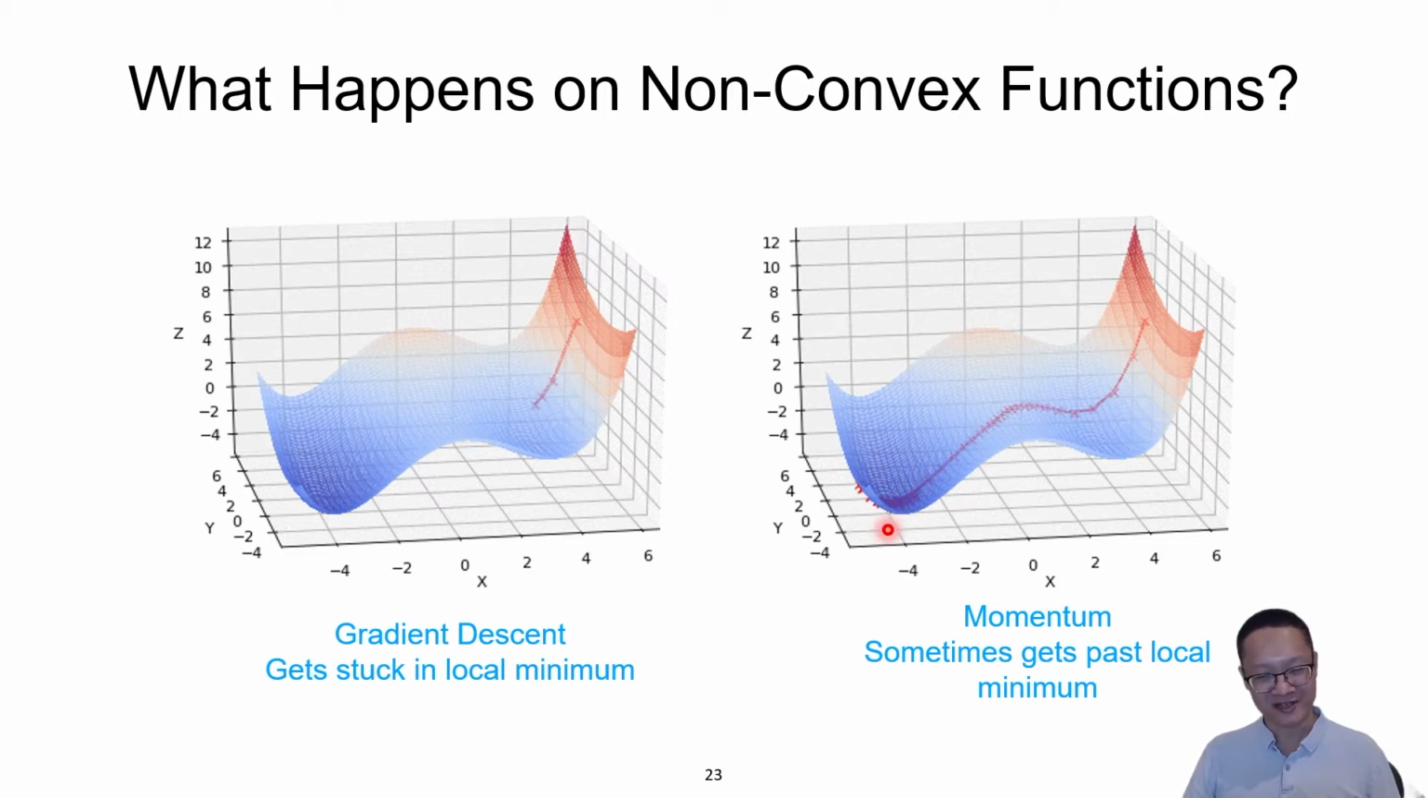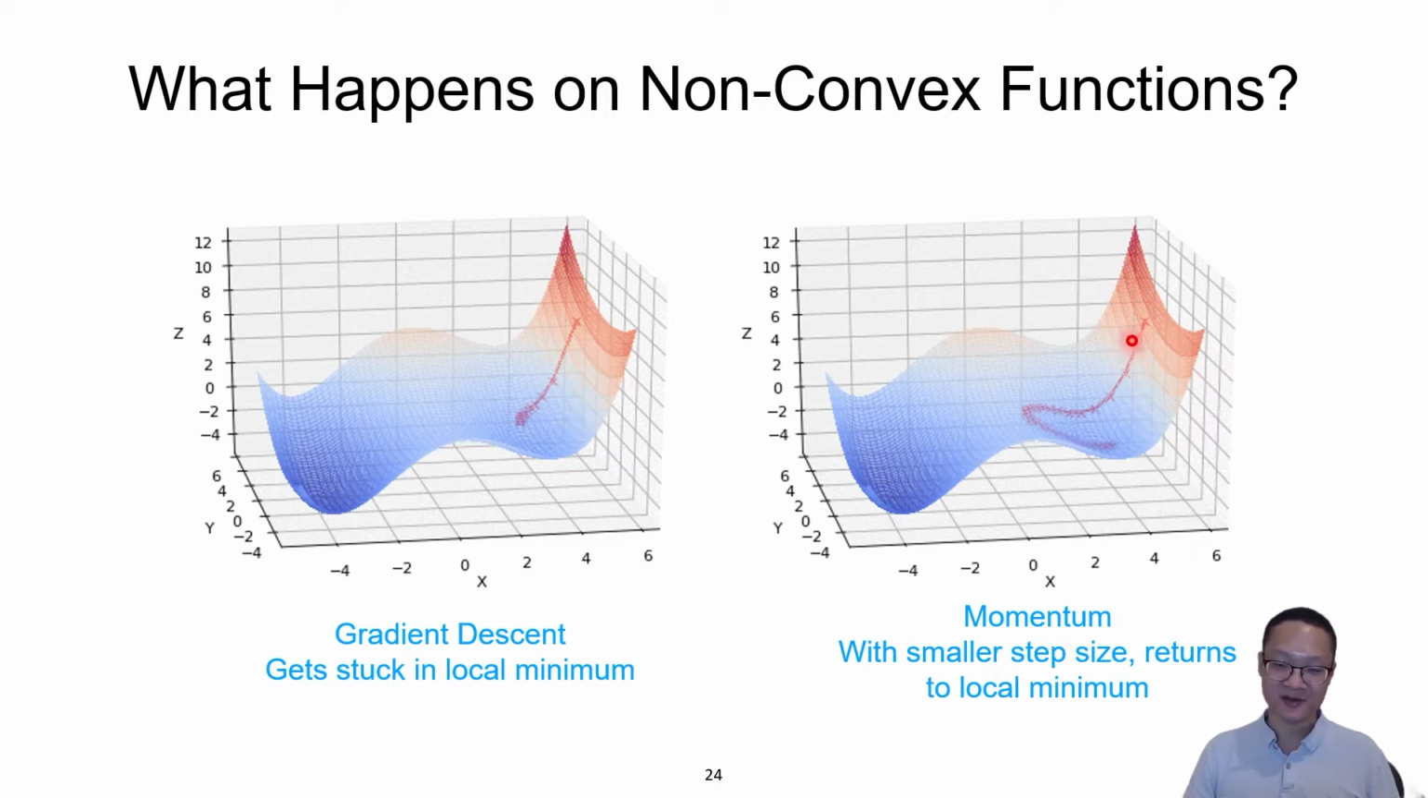This is actually not guaranteed. In this example, this is what we see. Sometimes this doesn't happen, especially if we don't have the right step size, for example. So in the second case, I'm using a smaller step size. So momentum goes down this way, but then because the step size is smaller, it doesn't actually get over the bump and it actually turns around back to the higher local minimum.